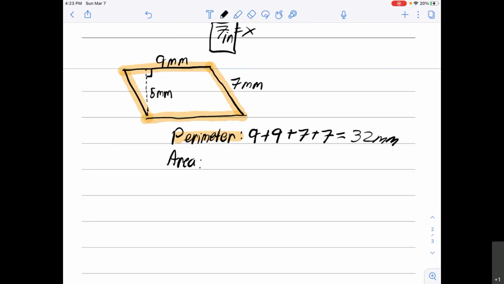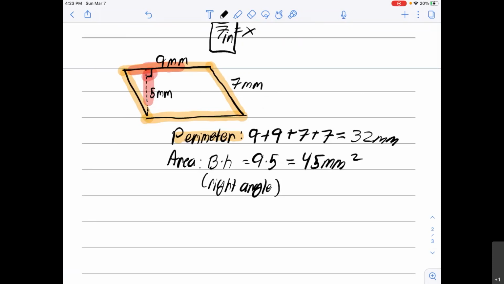Now the area is the base times the height, remembering that I need that right angle. Now looking at this, I see that the two sides which form a right angle, well, here's my right angle. So that's going to be this and this. Those two sides are 9 and 5. I don't use that 7 for the area because it's not part of the right angle. So for my area, I do 9 times 5, which is 45 millimeters squared.